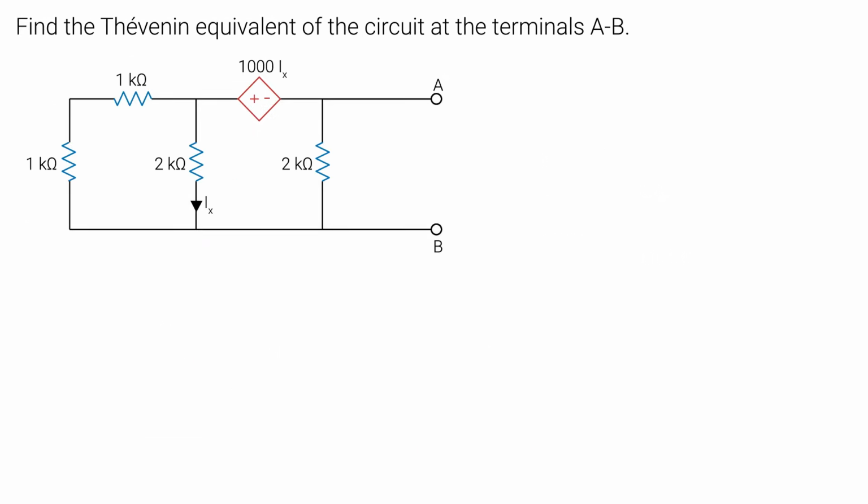Let's take a look at one last example where you have just a dependent source. Here, we just need to find the Thevenin's equivalent circuit between points A and B. Whether the circuit has a single dependent current source or a single dependent voltage source or both in the same circuit, the process is the same when there are only dependent sources.